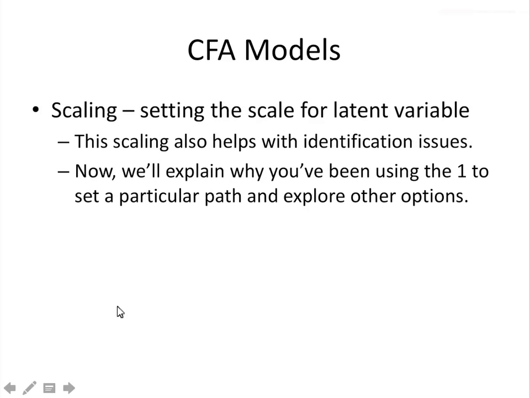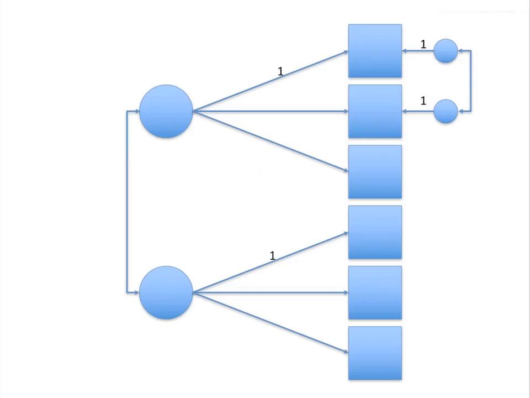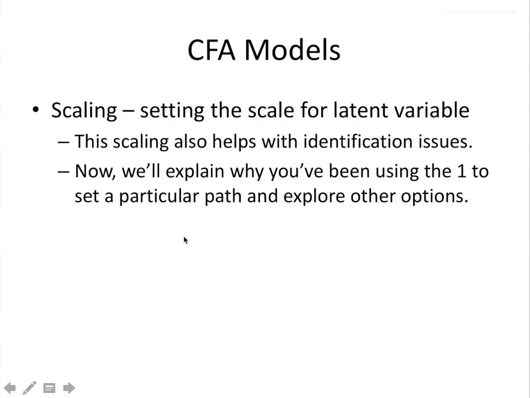But for identification, let's talk about scaling. We're going to scale the latent variable, and scaling helps with identification by controlling the number of degrees of freedom. So really we've been using this 1 on those paths in these pictures. Go back here. We've been using the 1 to indicate that this is where the scaling occurs, but that also controls degrees of freedom because these are not estimated. And what are my other options? Well, there are 3 in general.